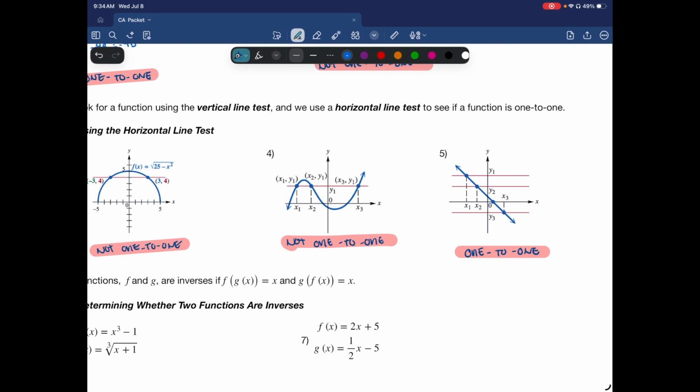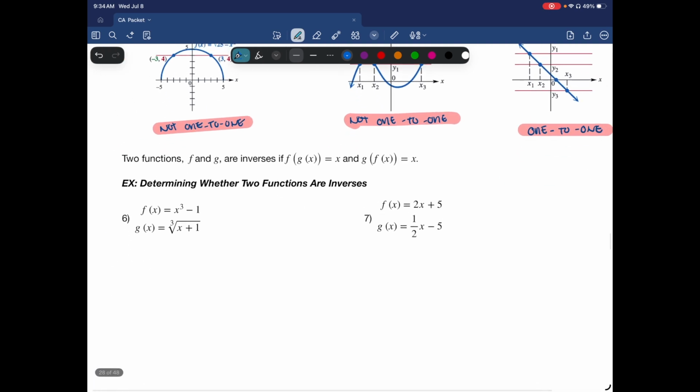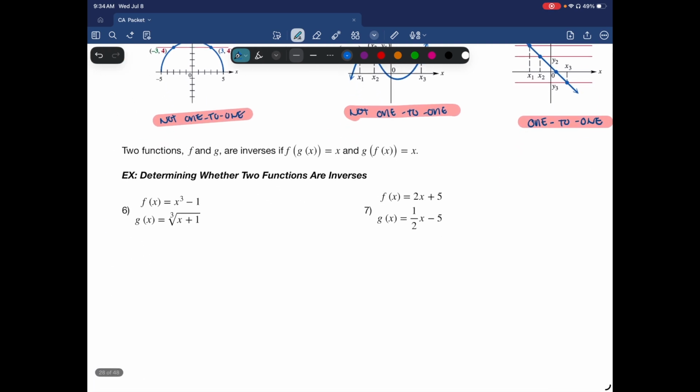Now, two functions f and g are inverses if f of g of x equals x and g of f of x equals x. This says if you take the second function, plug it into the first function, and get x, and then turn around and take the first function, plug it into the second function, and also get x, then they are inverses. Notice it says equals x. If it equals anything else, you can stop because it's not going to work out at all.